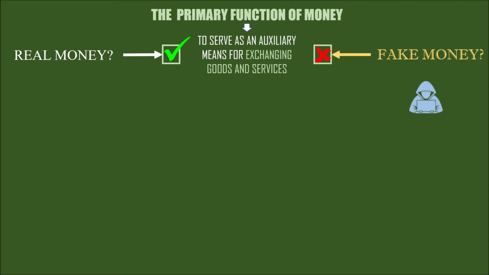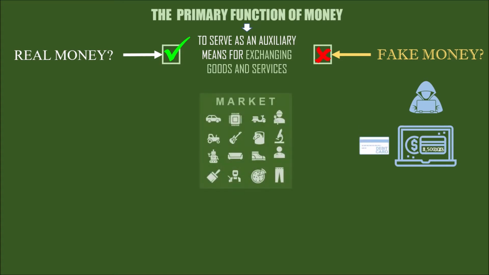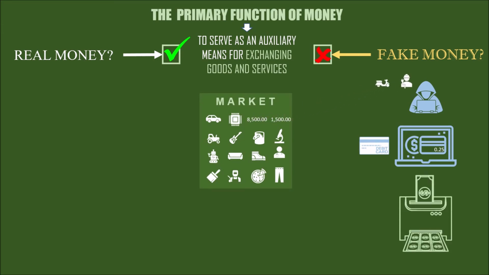Suppose that a guy hacks into his bank and puts additional digits into his account. Then, he uses his debit card to buy goods and services with these digits. Suppose that he also used a money counterfeit machine to print dollar bills that he then spent in the market. What is obvious in both of these cases is that these digits and bills were not created to serve as an auxiliary means for exchanging goods and services. Instead, they were created to serve as fraudulent means for extracting goods and services from the market participants. For that reason, they do not perform the primary function of money, and as such, they are fake money.